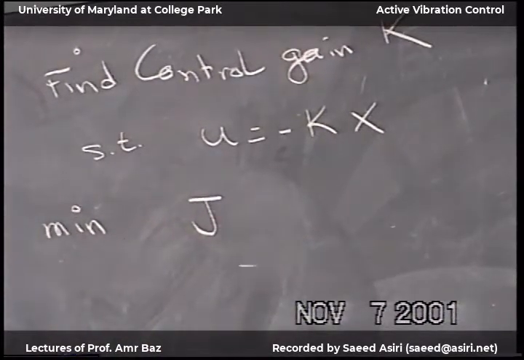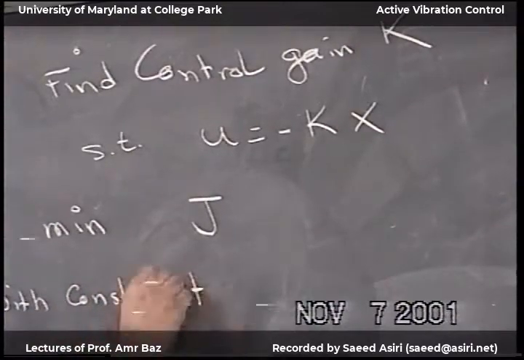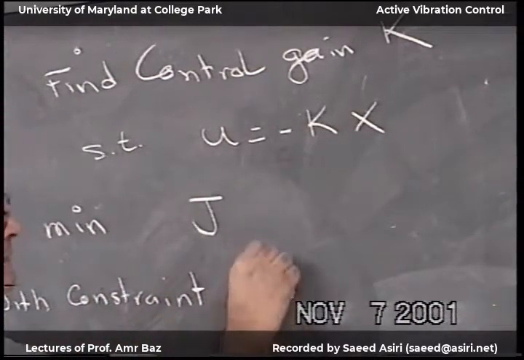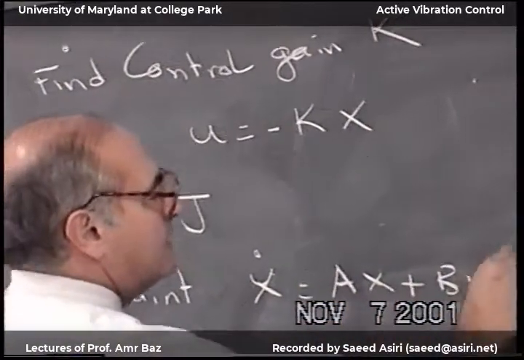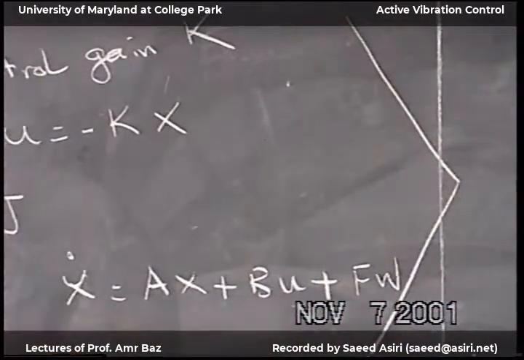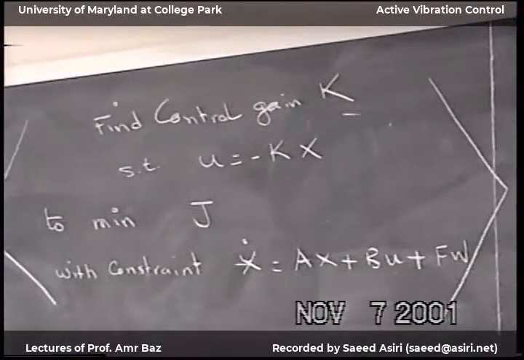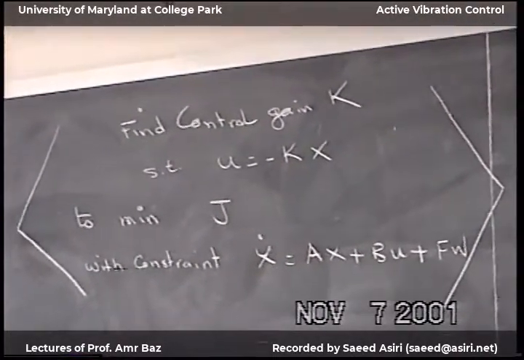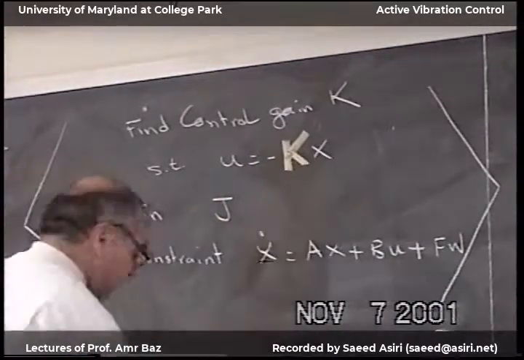And this constraint, X dot equals AX plus FW. So if we do it in this form, then we are saying that we have full state feedback.